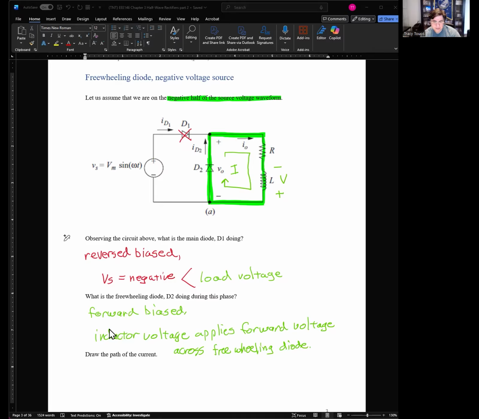Okay, so D2 is forward biased. The inductor voltage applies forward voltage across a freewheeling diode, and then we're just going to conduct. At this point, the source voltage doesn't even do anything because there's no way for the current to flow back into the circuit, so this module will be gone. Even if this is like 500 volts or something, it doesn't matter because this top terminal can never get down to this point right here to complete a circuit. So it's like a voltage source that's just half connected to the circuit, it doesn't do anything.